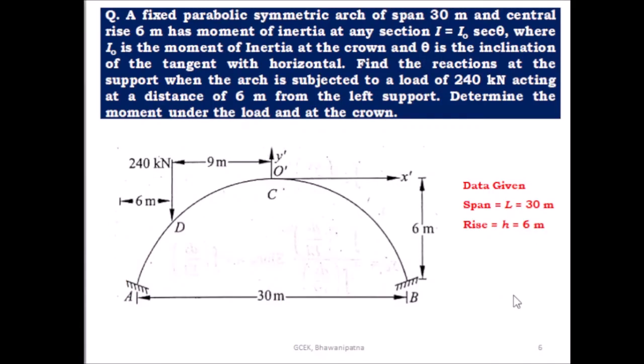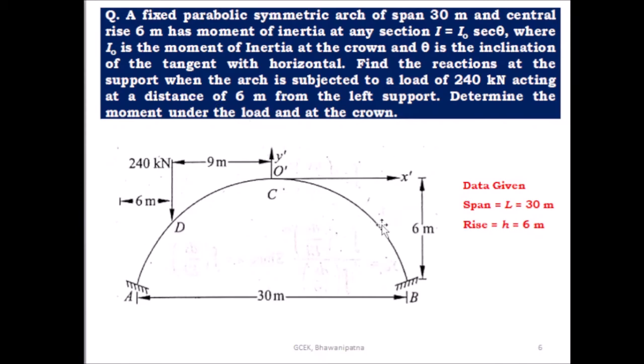Then coming to the problem: a fixed parabolic symmetric arch of span 30 meter and central rise 6 meter has a moment of inertia at any section I equal to I0 sec theta, where I0 is the moment of inertia at the crown and theta is the inclination of the tangent with the horizontal. Find the reactions at the support when the arch is subjected to a load of 240 kN acting at a distance of 6 meter from the left support. Determine the moment under the load and at the crown.